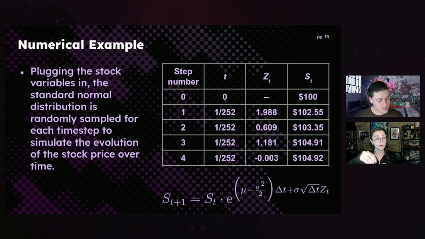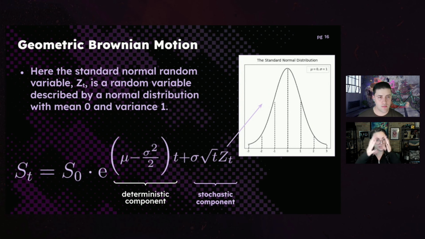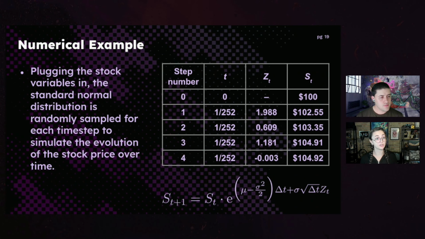So we're going to randomly sample from that standard normal distribution Z_t for time step 1. Let's suppose that we get 1.988. That's just a random value that we take from the standard normal distribution. It's got mean 0 and variance 1, so it's a normally distributed curve with possible values determined by the mean and the variance. This is where that element of randomness comes in. This gives us a stock price. So our first evolution is going to go to $102.55.